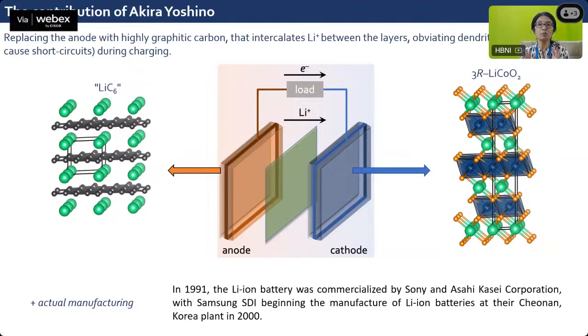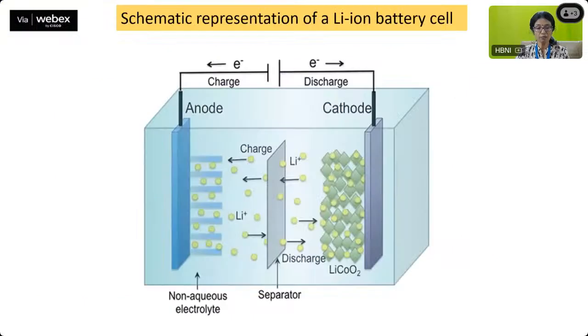And this is basically the commercial battery which came in with lithium cobalt oxide as the cathode, graphite as the anode, and the electrolyte using lithium salt. And we see lithium carbonate as well as dimethyl carbonate solvents. So with this, in 1991, the lithium-ion battery was commercialized by Sony and Asahi Kasei Corporation, with Samsung SDI beginning the manufacturing of lithium-ion batteries at their Cheonan, Korea plant in 2000. So this was the beginning of the entire journey of lithium-ion batteries.